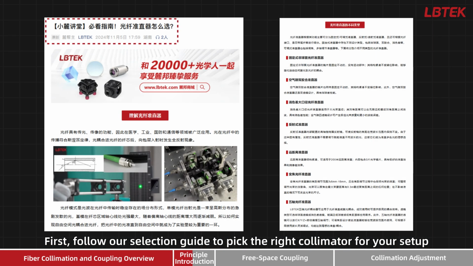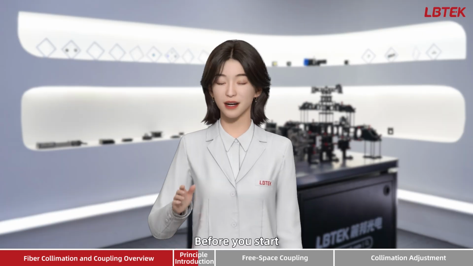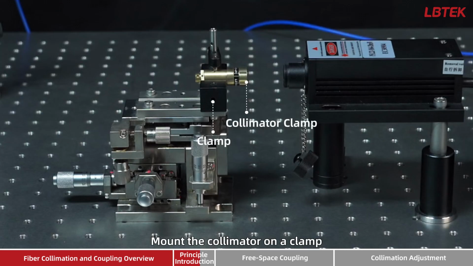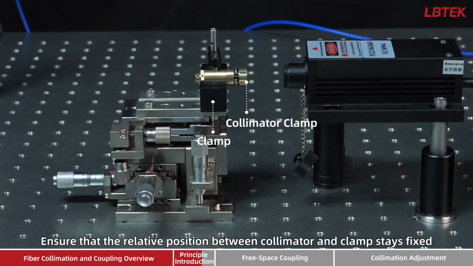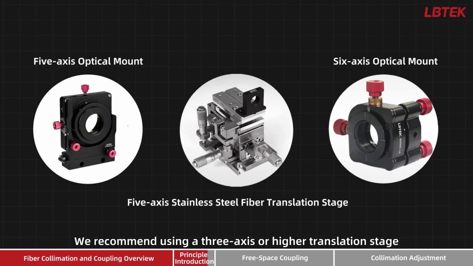First, follow our selection guide to pick the right collimator for your setup, which you can find from this Lubin mini lecture. Before you start, mount the collimator on a clamp. Ensure that the relative position between collimator and clamp stays fixed. For best results, we recommend using a 3-axis or higher translation stage, like the ones shown here.